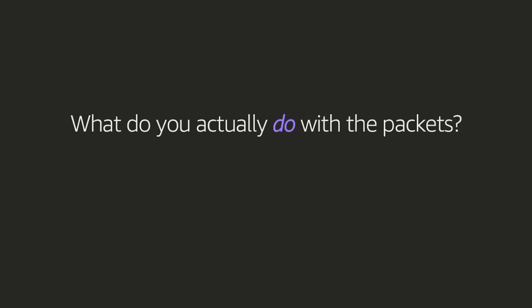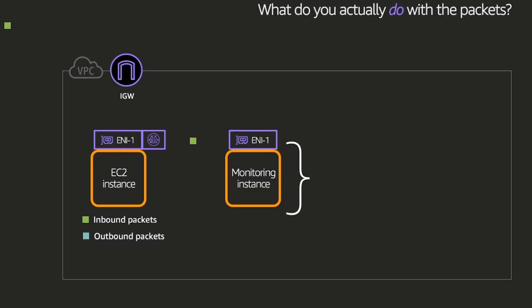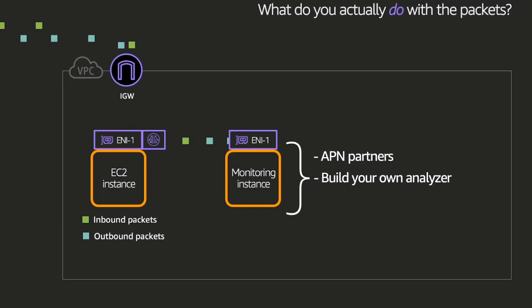So what do you actually do with the packets once you receive them? Here we've got a monitoring instance, and we actually partnered with a whole bunch of APN partners that have traffic inspection applications and the like. You can deploy those as monitoring instances as the source or the receiver of the traffic mirroring packets. You could also build your own network analyzer. So you could use open source tools.